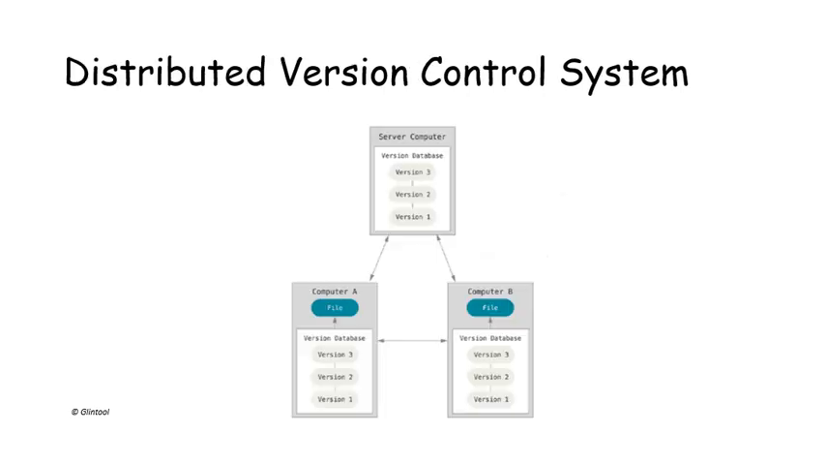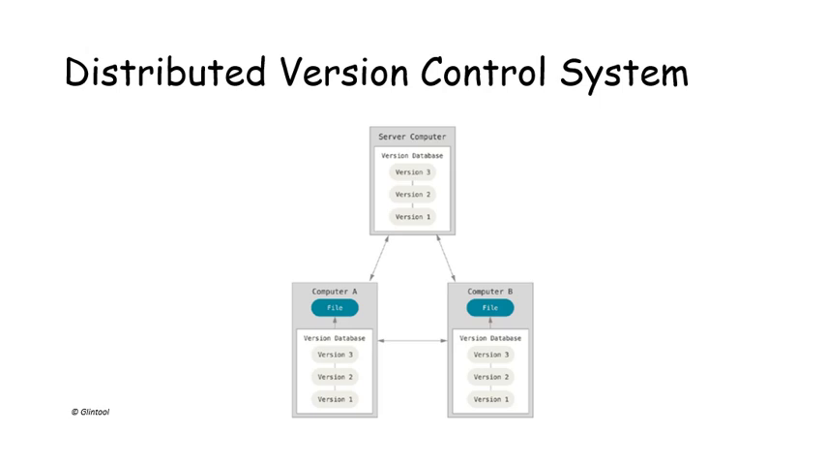Finally, let's look at the distributed version control system. In a distributed version control system, there are multiple databases keeping track of changes associated with various versions of a file. In a distributed version control system, there is a server which includes a database for keeping track of the various versions associated with a file.